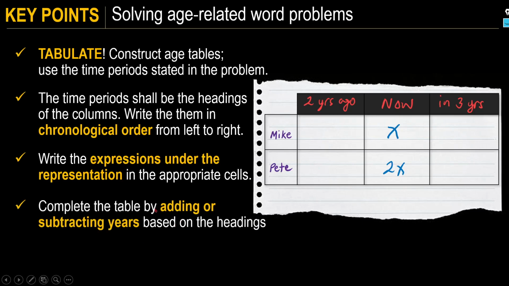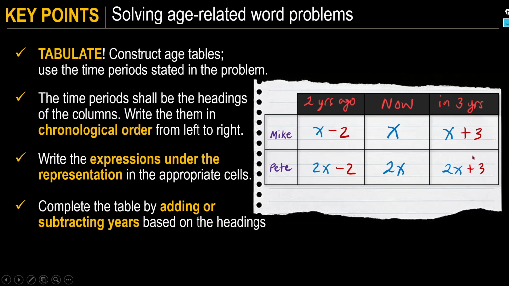We will complete the table by adding or subtracting years based on the headings. Again, that was demonstrated thoroughly in the asynchronous material. But look at this, no? 2 years ago, Mike, who is X years old now, should be X minus 2. No? Pete, 2X minus 2. Look, pag 2 years ago, nagma-minus 2 ka. Parang ngayon, ilang taon na ba kayo ngayon? You're what, 10, 11? How old were you 2 years ago? Di ba minus 2 lang naman ang age? Same thing. Paano sir pag 3 years? Oh, plus 3 ka lang.